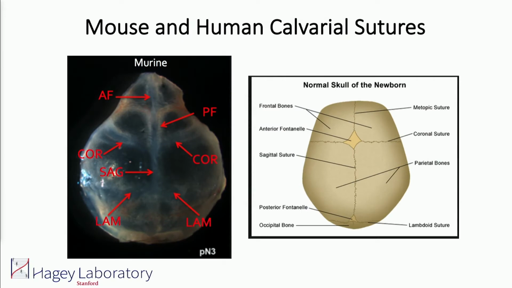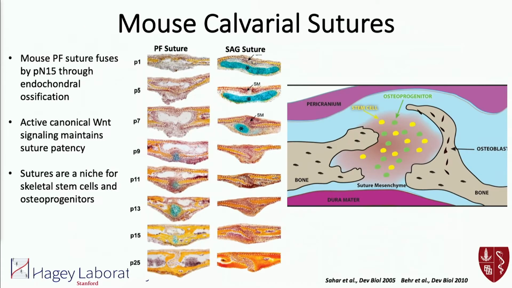The mouse and human calvarial sutures are highly conserved. The PF suture, metopic in humans, is the only suture that fuses early postnatally, while the remaining sutures remain patent into late adulthood. The similarities between the mouse and the human calvarium provide a suitable model for studying calvarial suture biology. What we know from previous work in our lab is that the mouse PF suture fuses by postnatal day 15 through a process of endochondral ossification, while the SAG and the coronal, not shown here, remain patent into late adulthood. Active canonical Wnt signaling in the suture mesenchyme maintains suture patency, while inhibition can drive fusion.